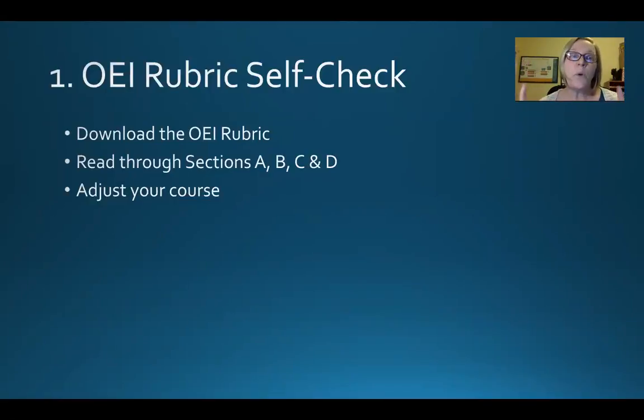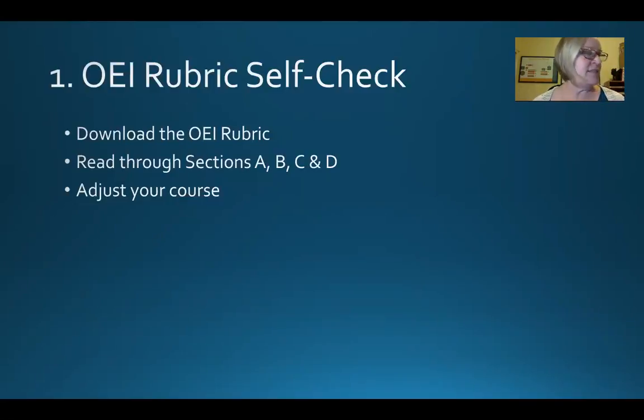So go through the whole rubric and read through sections A, B, C, and D. As you're reading through them, look to that center section of what makes your course exchange ready. And think through what you'll need to do in your full course in order to get your course up to that exchange ready level. Then any adjustments that you can make after reading through the rubric, please go ahead and make those to your course.